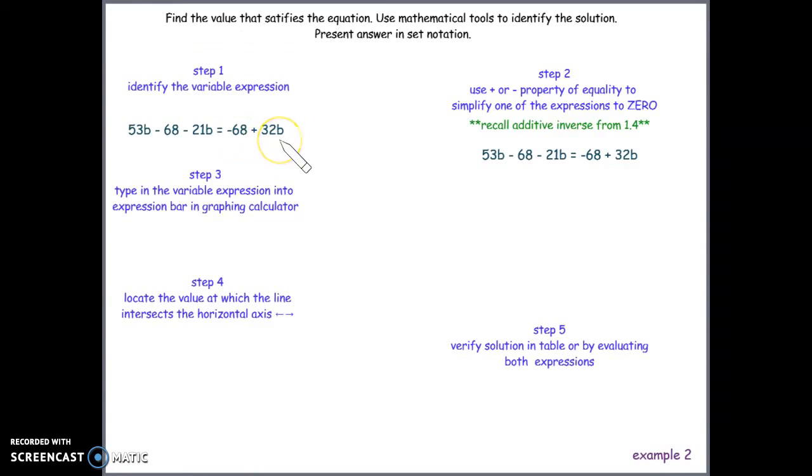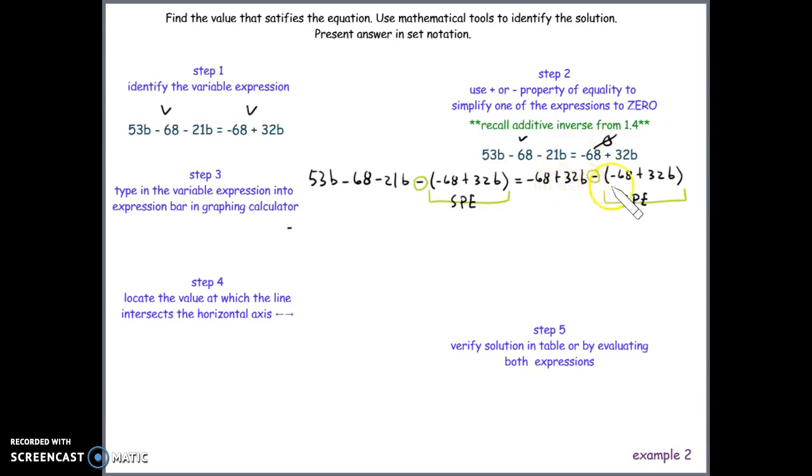So we've got our first step, which is to identify variables in our expressions, and both expressions include the variable b. Now our second step is to simplify one of these sides or one of the expressions to 0. I always like to choose the side that has the least amount of things, and this side is probably the easier side. So this is the 0 side, this is the variable side, so now I'm going to subtract the entire side from itself.